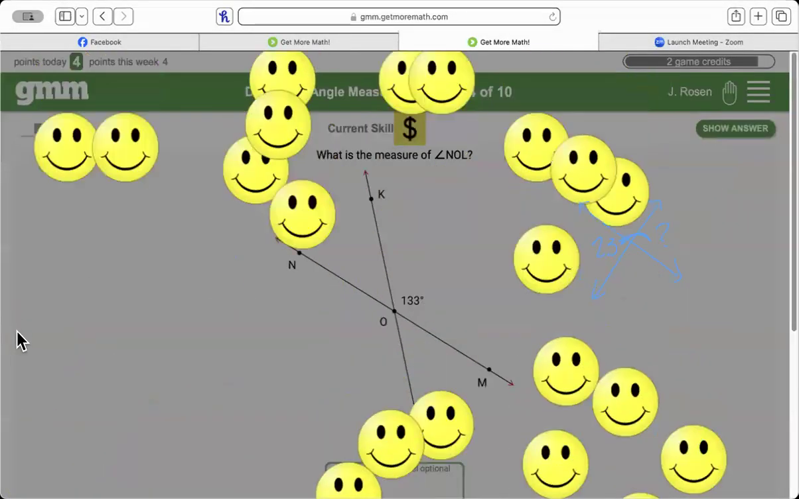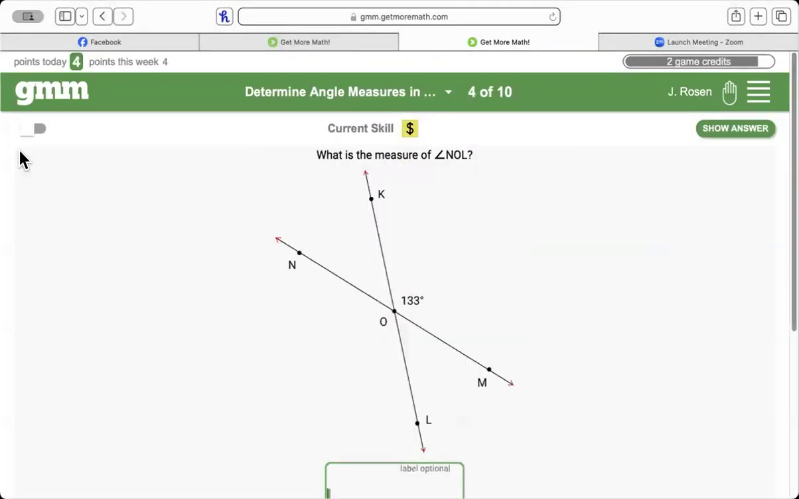Okay, so if you know the vocabulary, this should be a pretty quick little lesson. What is the measure of NOL? Again, I'm going to trace it. NOL, that's a vertical angle, which means it's also 133.